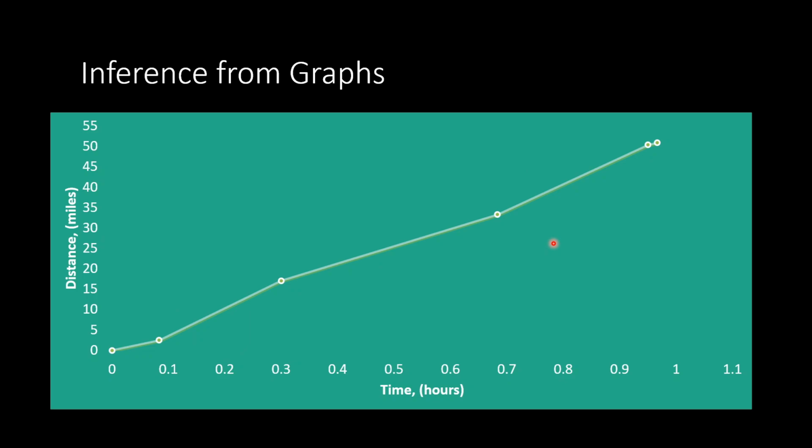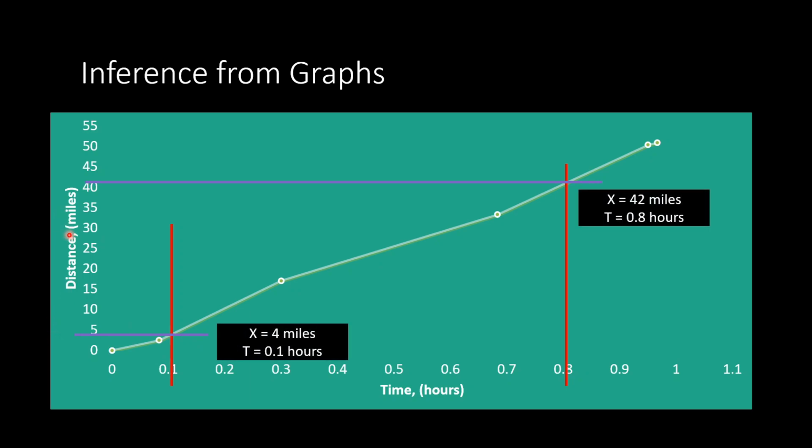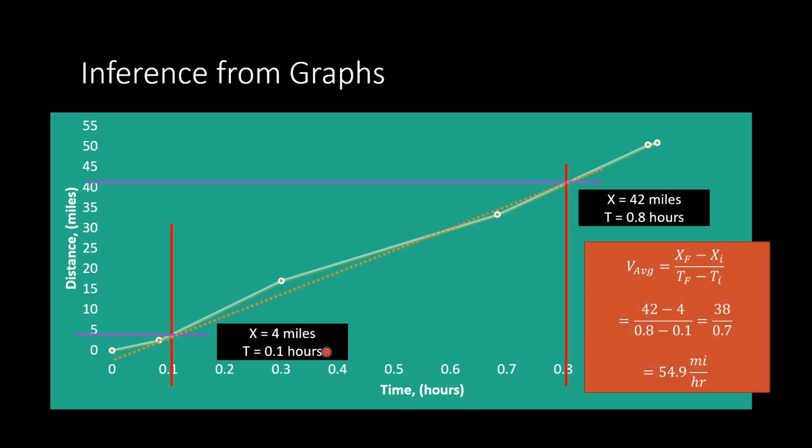So you can essentially create speed from this, or you can measure speed from this. One way to do it is, if I were to draw these two points right here, draw these two lines and then measure what the x values were, and the y values on the distance scale, what that provides me with is that at this point it's measuring 42 miles and the time is 0.8 hours, whereas at this point the position is 4 miles and the total time is 0.1 hours approximately. So I can use these values, substitute that into my formula, and I get an average speed of 54.9 miles per hour.